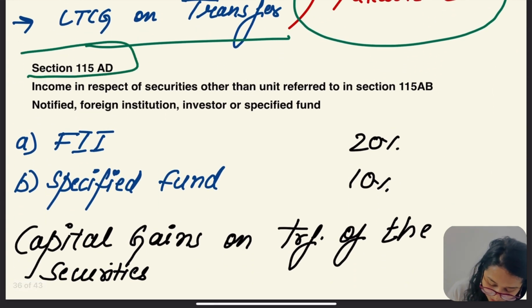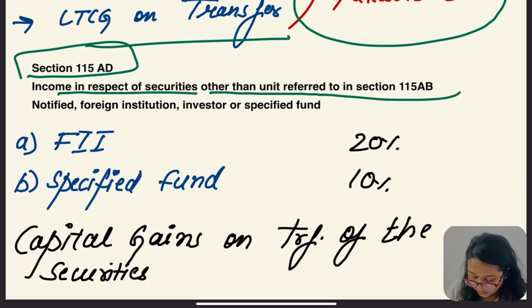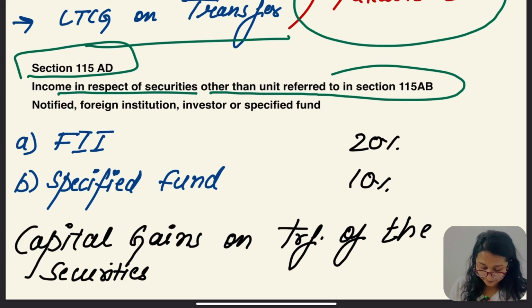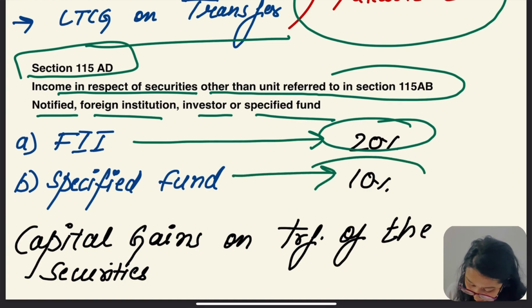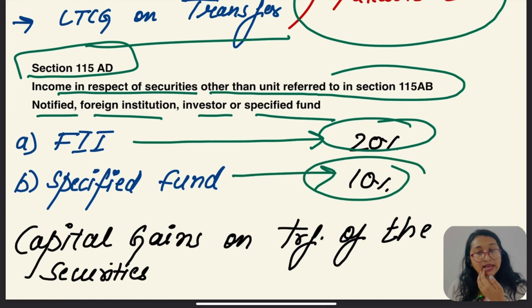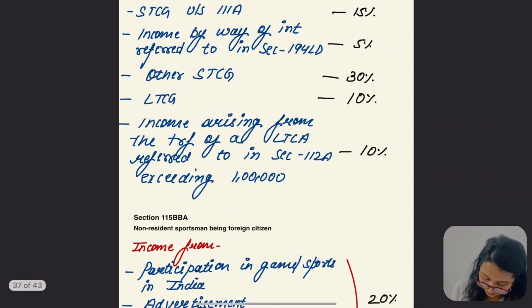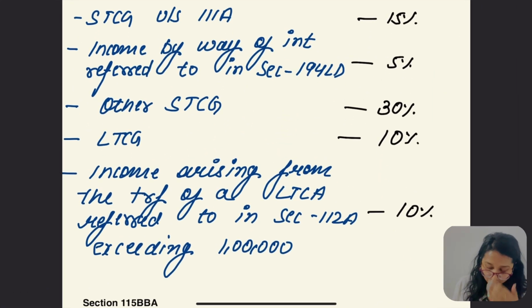Section 115AD says about the income in respect of securities other than unit referred to in section 115AB, which is for notified foreign institutional investor or specified fund. In that case, for foreign institutional investor, 20% is going to be taxable, and for specified fund it is going to be 10% taxable. Capital gain on transfer of such securities. Now let's go for the other.